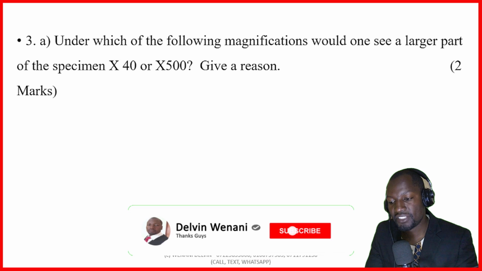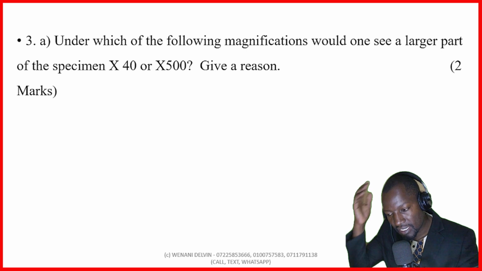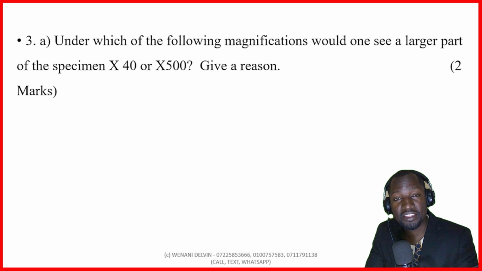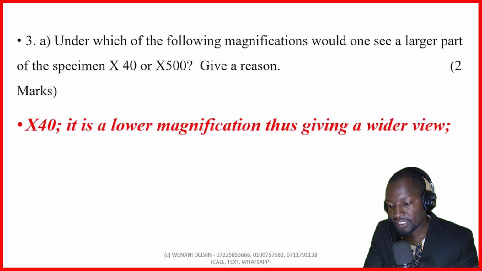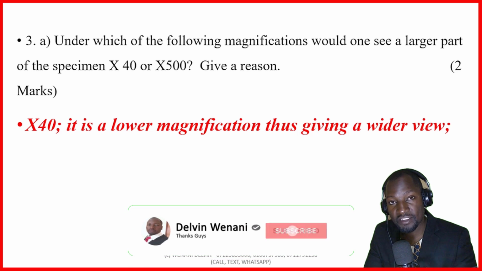Number 3, under which of the following magnifications will one see a larger part of a specimen? Times 40 or times 500? And in that question, you will also be asked to give a reason. Times 40 is the answer. And this is because it's a lower magnification, and that's giving a wider view.